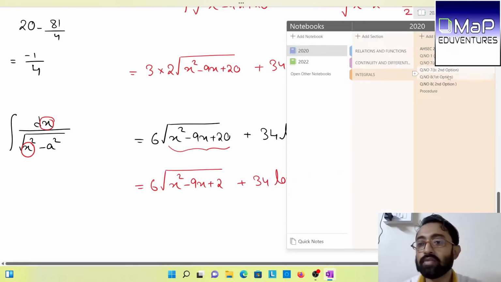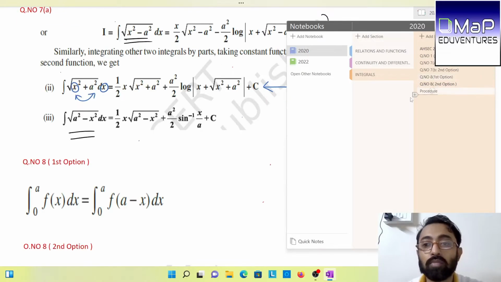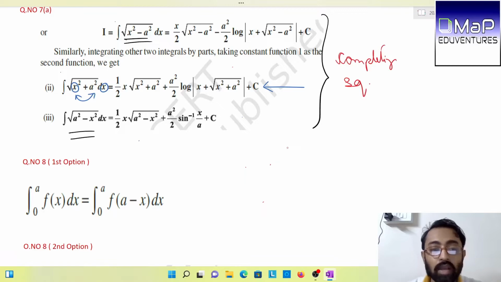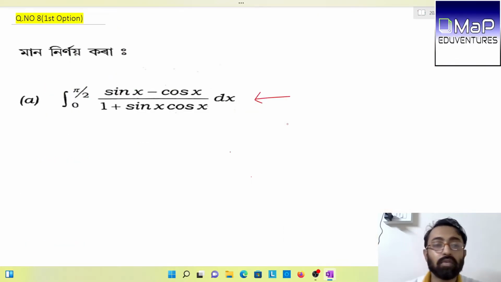All right, let us go to the next question. So we have a question on definite integral. All right, so now the definite integral question has been given to us. Now let us see which formula we have to use. Now here we use a property, which is of integration 0 to a. By looking at the limits, we can decide on which property we will go with.